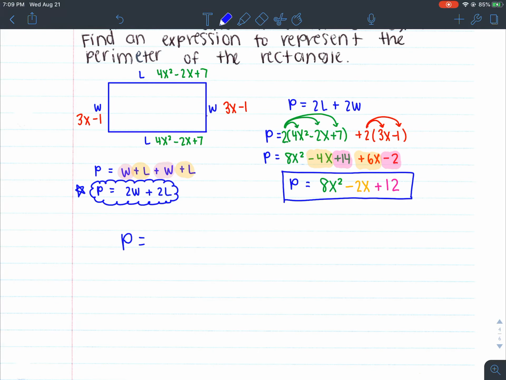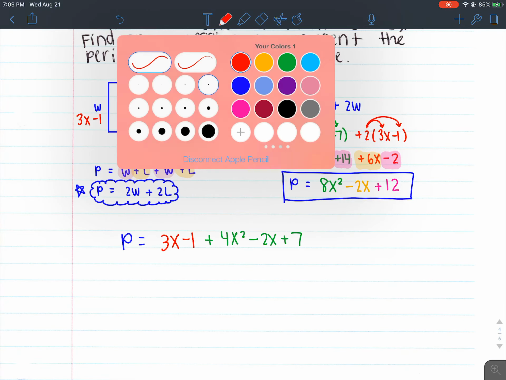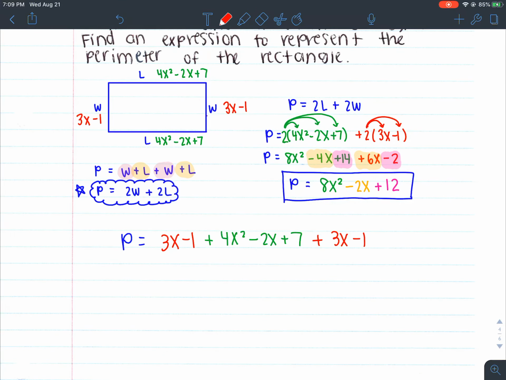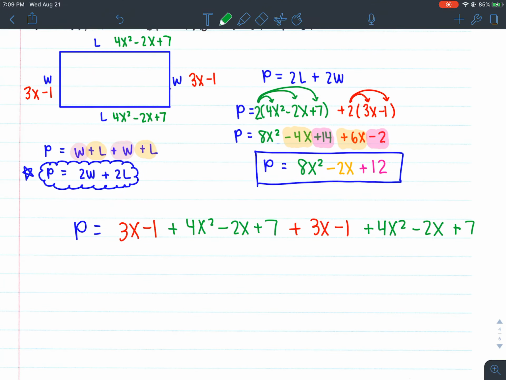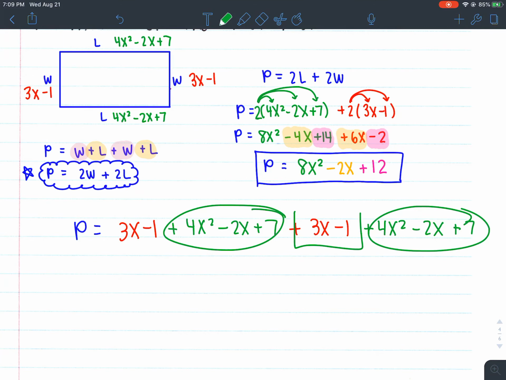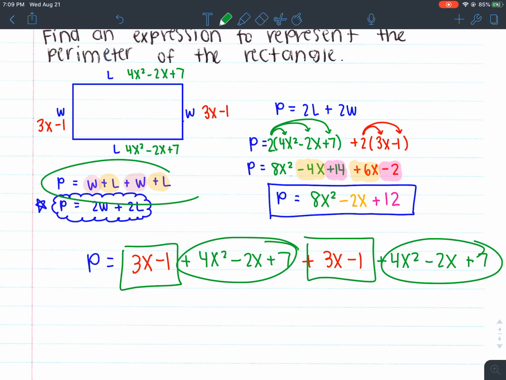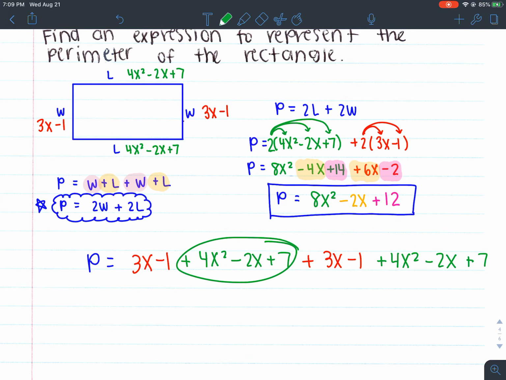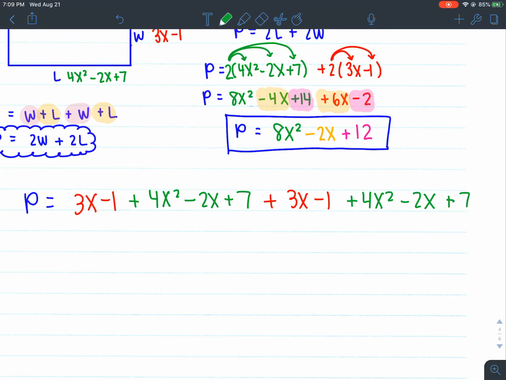Here's the long way. The long way is doing it by just adding up each side individually. So I had 3x minus 1 plus 4x squared minus 2x plus 7 plus 3x minus 1 plus 4x squared minus 2x plus 7. So this is just adding up every single side. If you can see, these are my lengths, these are my widths from earlier. This is using this first formula in case you forget. So if you forget your formula, obviously you can do this. So we're going to do this and see if we get the same thing.